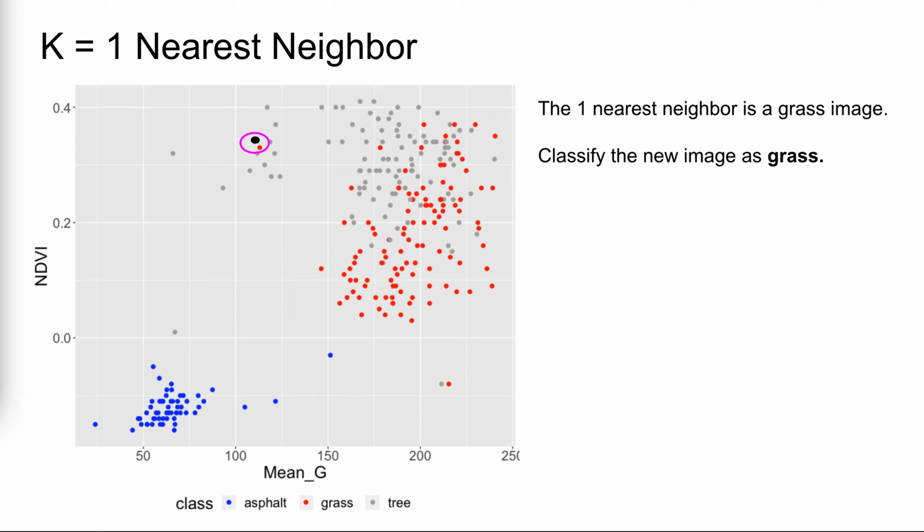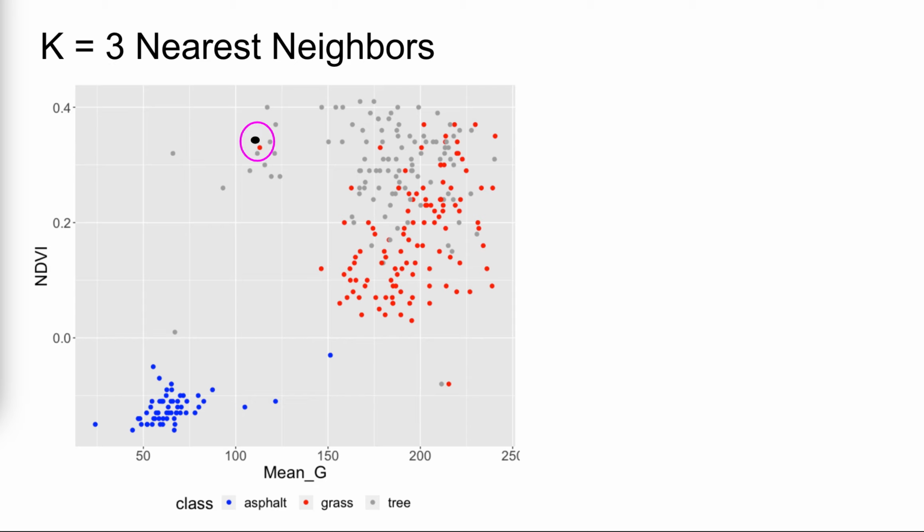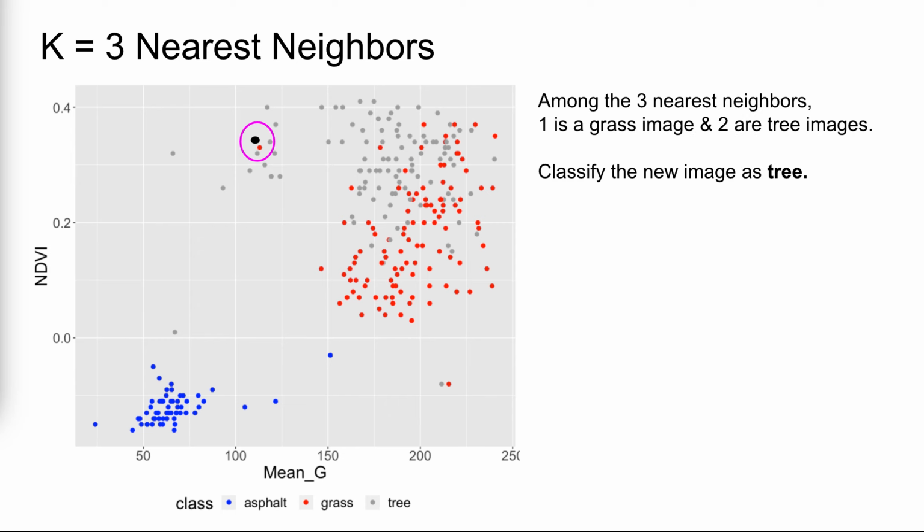But from KNN in the regression setting, we also know that by only looking at the one nearest neighbor, our model might be sensitive to local noise and might be overfit. So suppose I asked you to classify the image using information from the k=3 nearest neighbors. Well, among the three nearest neighbors, one is grass, the red dot, and two are trees, the gray dots. Since the majority here are trees, it makes sense to guess that our new image is also of trees.